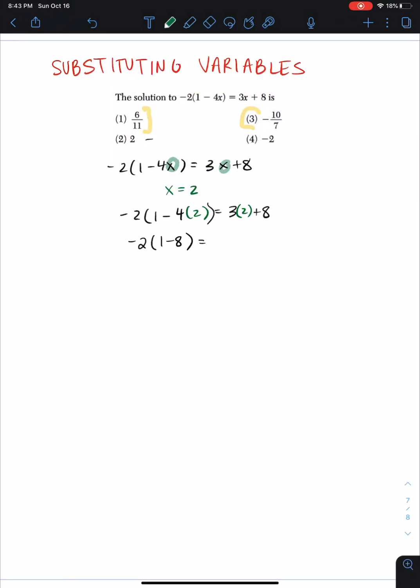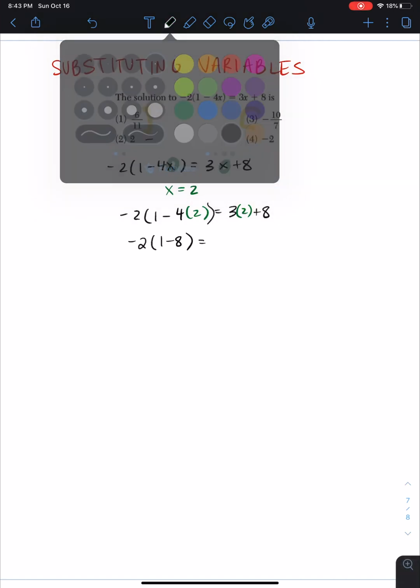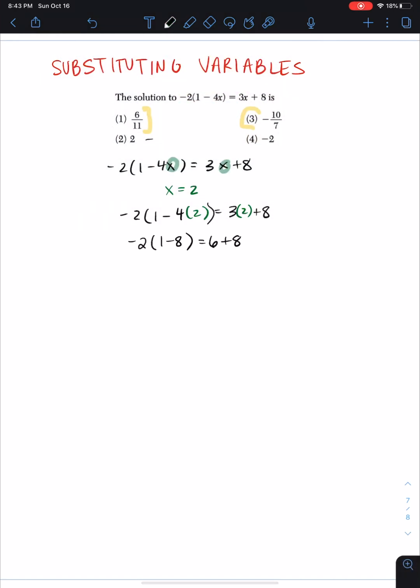Okay, so 3 times 2 gives us 6 plus 8. Now I'm going to keep simplifying. -2 times -7, and 6 plus 8 is 14. And -2 times -7 leaves us with 14. So we have 14 is equal to 14. So this equation holds true, and our answer choice would be number 2.